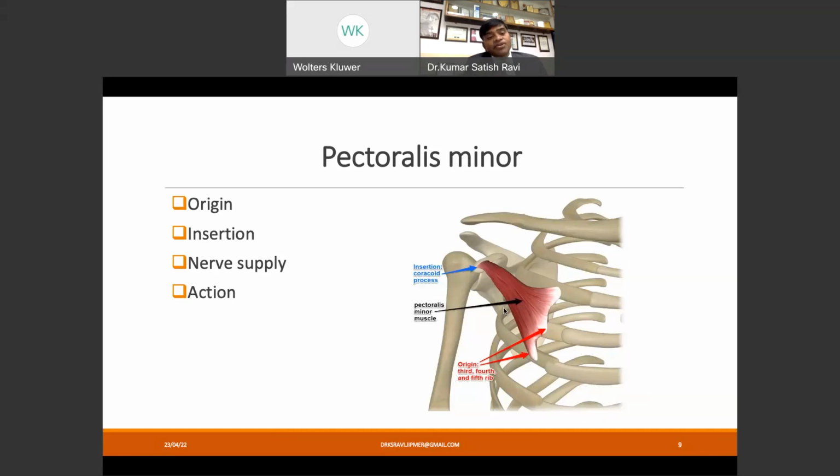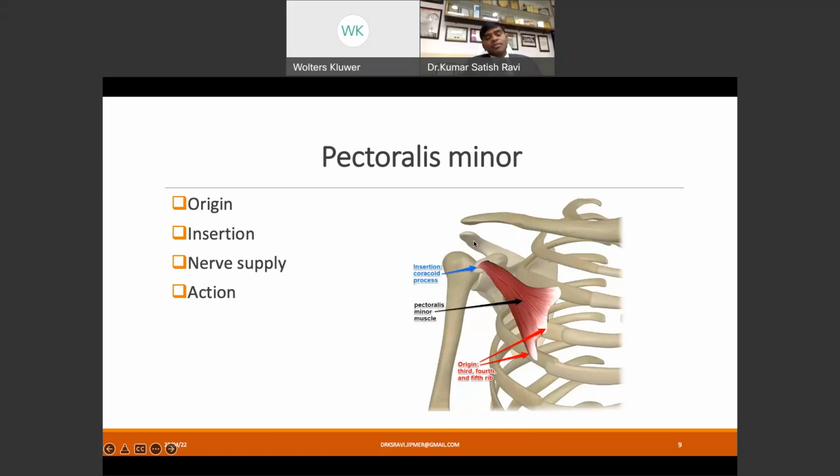Now, when we talk about the insertion of the pectoralis minor, you can appreciate here this is the coracoid process. The coracoid process is one of the processes of the scapula. As you might have discussed, the scapula has three processes. One is the acromion process, another is the coracoid process, and the third one, which you will be getting in the dorsal aspect of the scapula, is the spinous process. So in this diagram, you can appreciate this is the coracoid process, and over here this is the acromion process.